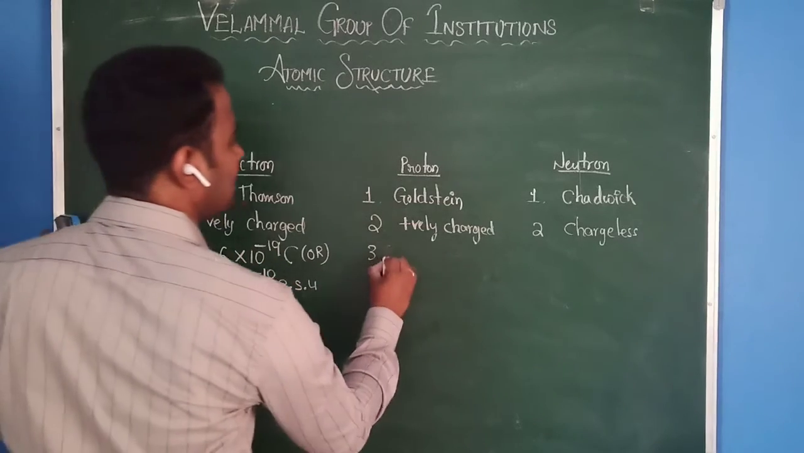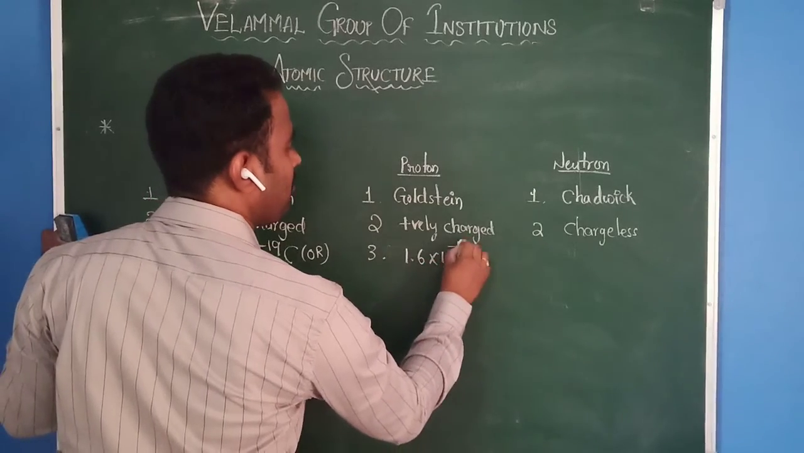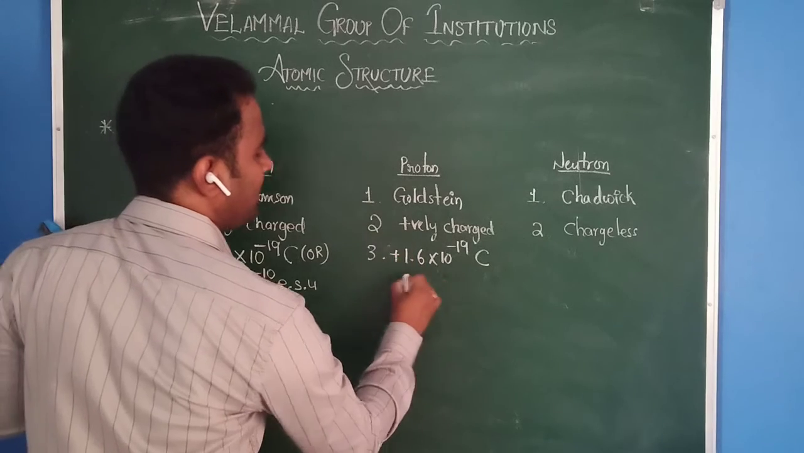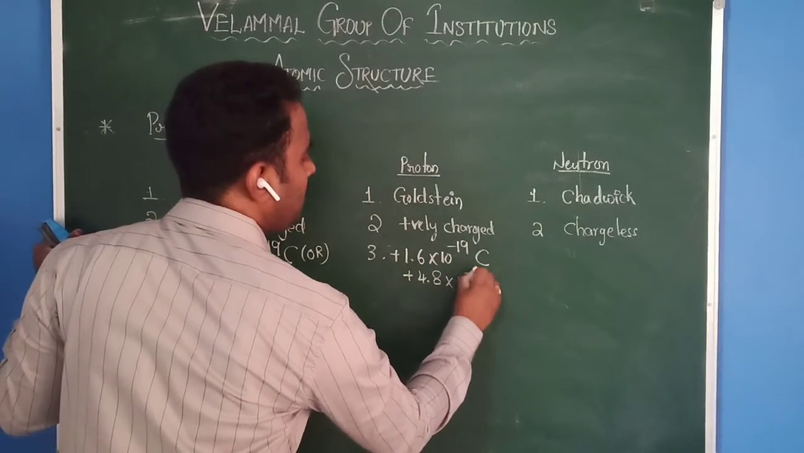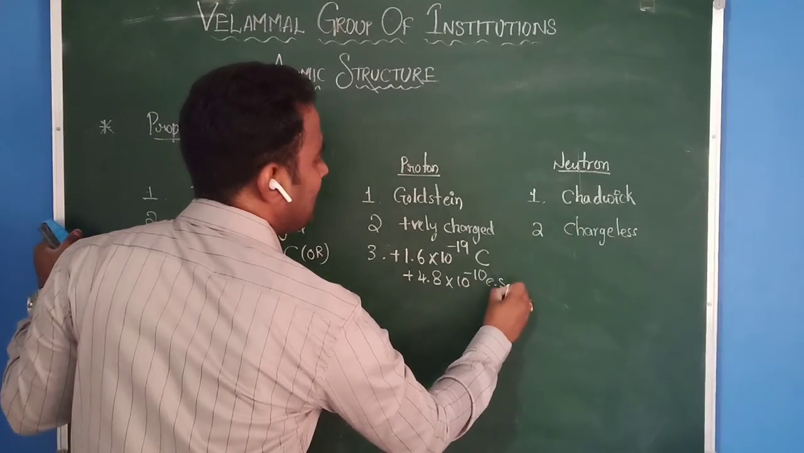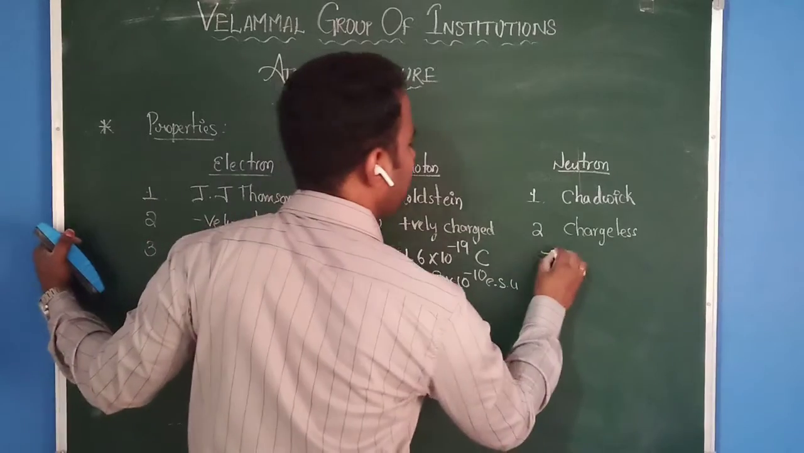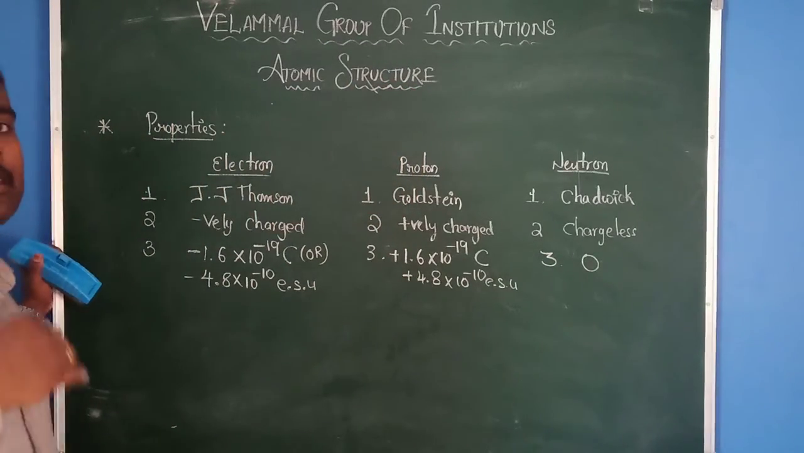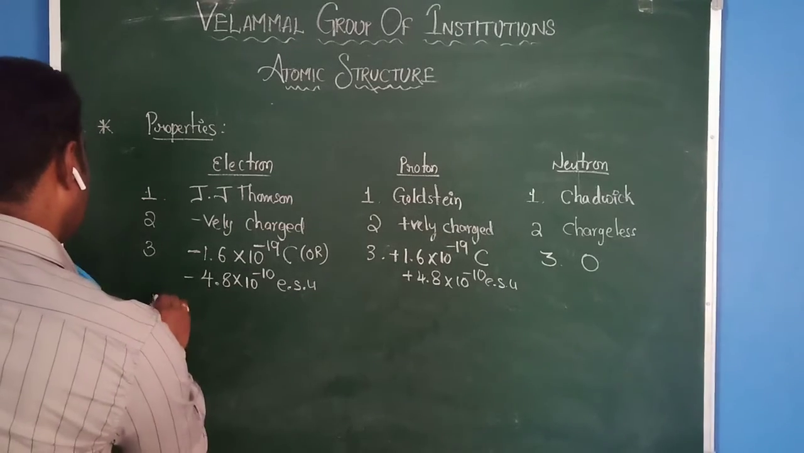Same like that, the charge of the proton is also 1.6 into 10 power minus 19 coulombs. Same value only, but the charge is different. Or plus 4.8 into 10 power minus 10 ESU, electrostatic units. What about the charge of the neutron? It is 0 because it is a chargeless particle. There is no charge present in the neutron. Okay. Next, the fourth one.